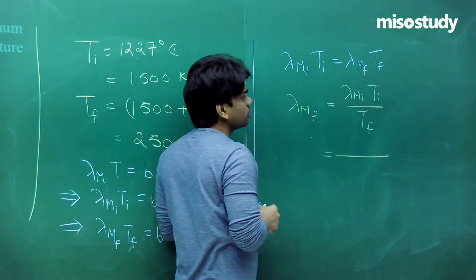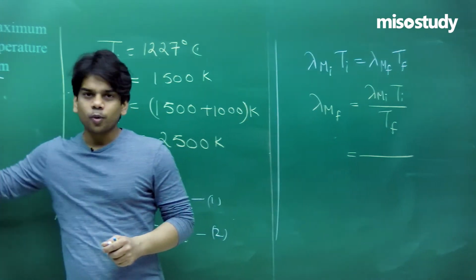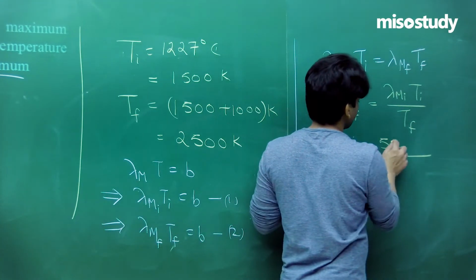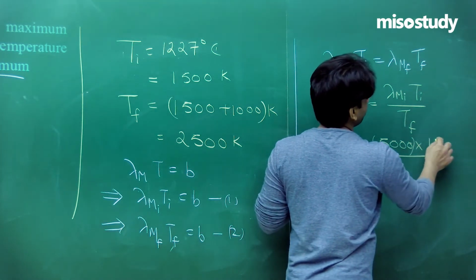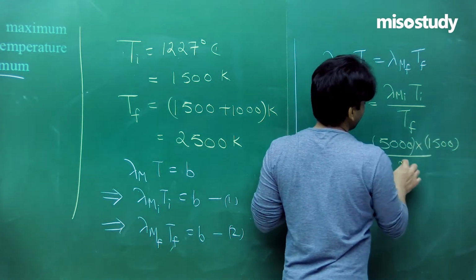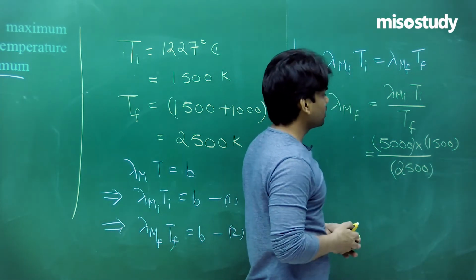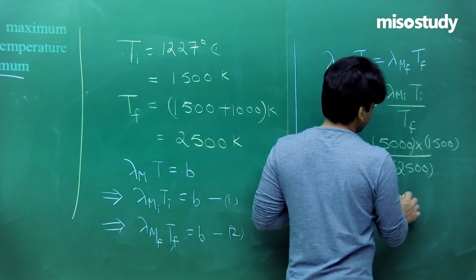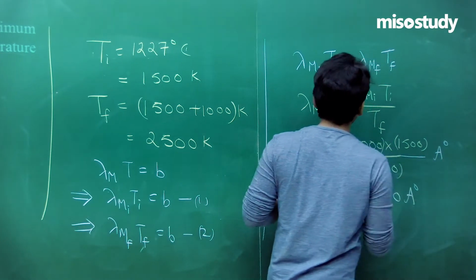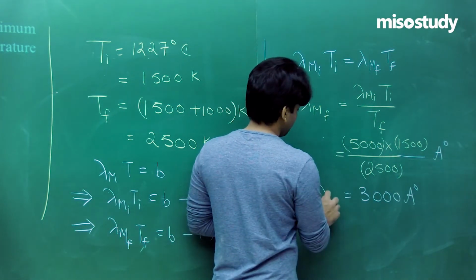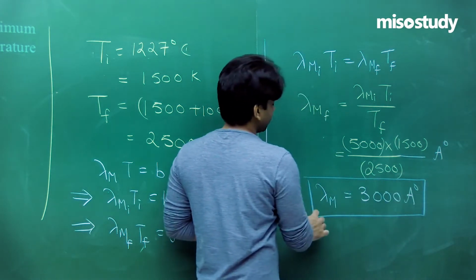Just put up all the values. The value of lambda for the first case, that is 5000 angstrom, multiplied by the initial temperature 1500 and divided by the final temperature 2500. Now clearly you can solve this, you will be getting 3000 angstrom as the value of lambda. So the value of lambda for which the intensity is maximum will be 3000 angstrom.